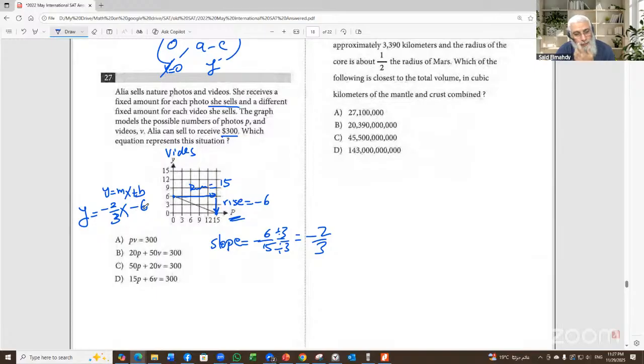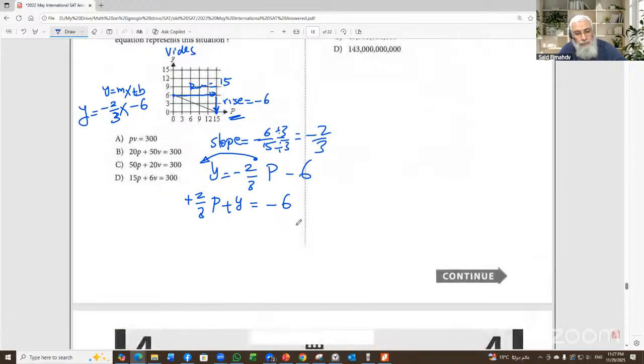This x is p, so y equals negative 2 over 3p minus 6. We can move this to the other side. It will be positive 2 over 3p plus y equals negative 6.